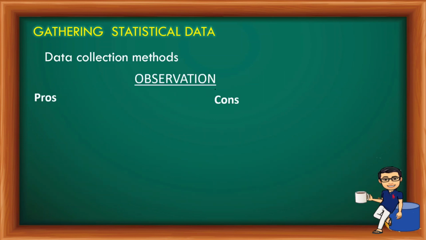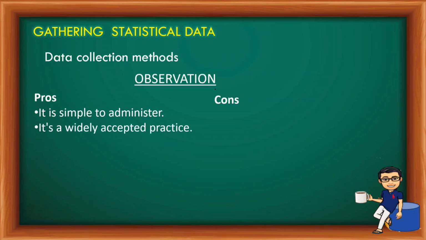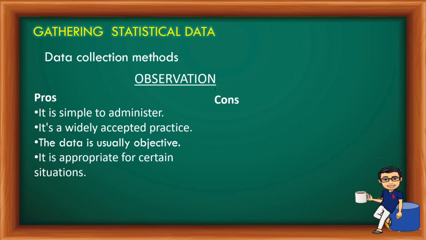So ano naman yung mga pros and cons ng observation? One of the pros is it is simple to administer. Para kasing ikaw lang yung may involved, mag-observe ka lang talaga. So, kung may involved na iba, you are just observing them. It's a widely accepted practice. Maraming gumagamit ng observation approach when they gather information or data. The data is usually objective kasi nga, kung ano yung gusto mong malaman, that's what you are going to look for. Then it is appropriate for a certain situation kasi you need to go to a place na gusto mong malaman yung mga information.